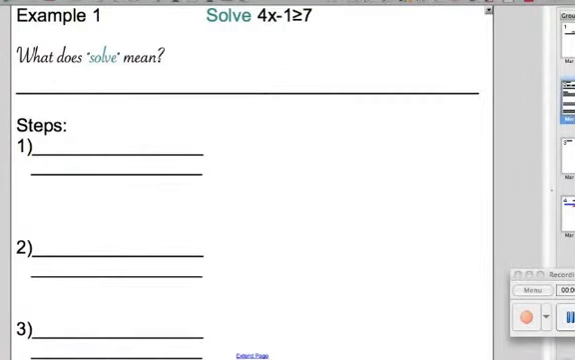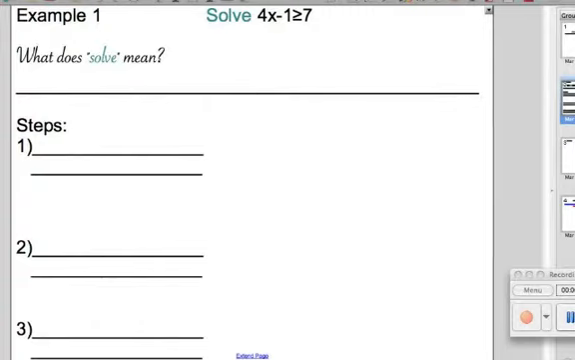The problem might state: solve 4x minus 1 is greater than or equal to 7. This is the first problem on your worksheet that you're trying to work on today. The first question I want to ask you is, what does solve mean? For inequalities, what does that mean when we're solving? Solving means that you're trying to find the values for x that make this true.